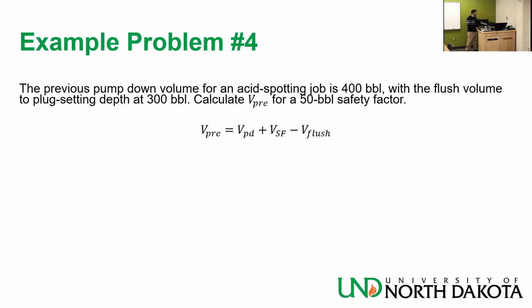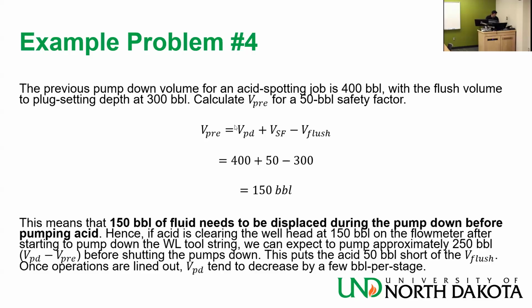So, 650. Oh, sorry, what am I saying? This is negative. Minus 400 plus 50 plus minus 300, so 150. I'm sorry. This means that 150 barrels of fluid needs to be displaced during the pump down before pumping acid.